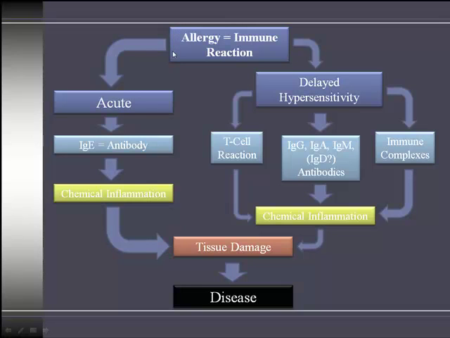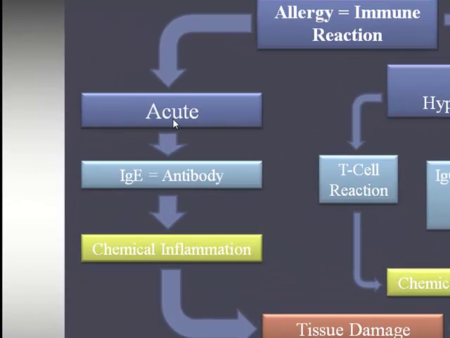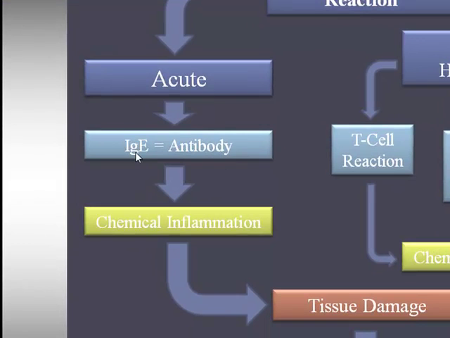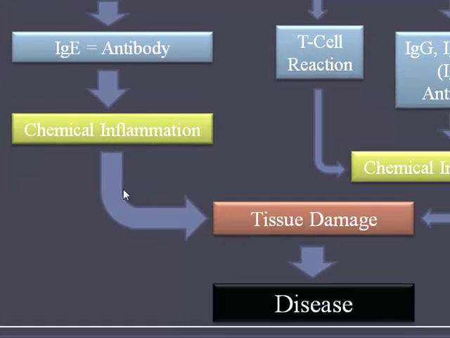It illustrates all the different ways your immune system tends to try to react to things it doesn't like. So as you see here, allergies equal immune reaction, and there's two different kinds of immune reactions. There's what we call an acute reaction, and then there's what we call a delayed hypersensitivity reaction. Now, an acute reaction happens within 30 minutes to 3 hours of ingesting the potential food or agent that you're allergic to. And the response by the body is to make this antibody called IgE, immunoglobulin E.